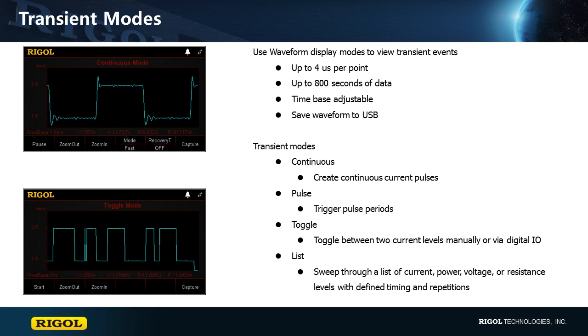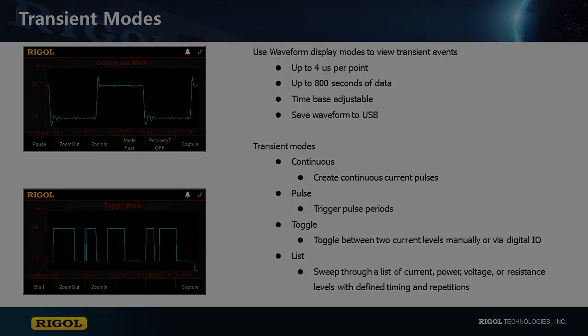The most complex option is list mode, which allows you to sweep through a list of current, power, voltage, or resistance levels, with defined timing and repetitions. Let's take a look at the transient modes and how the unique waveform display feature of the DL3000 can improve your product and reliability testing.